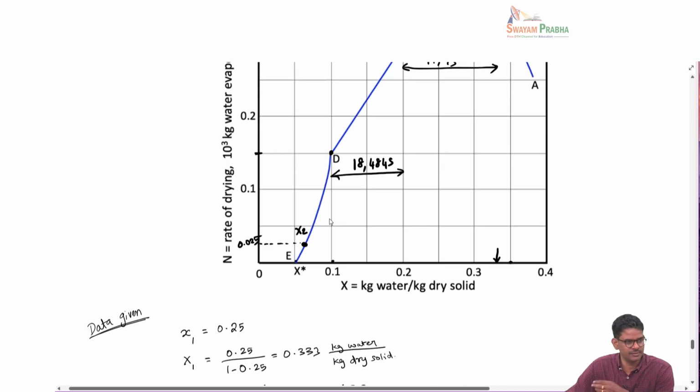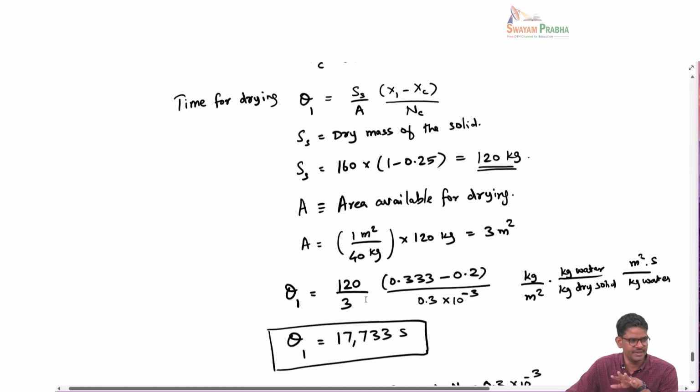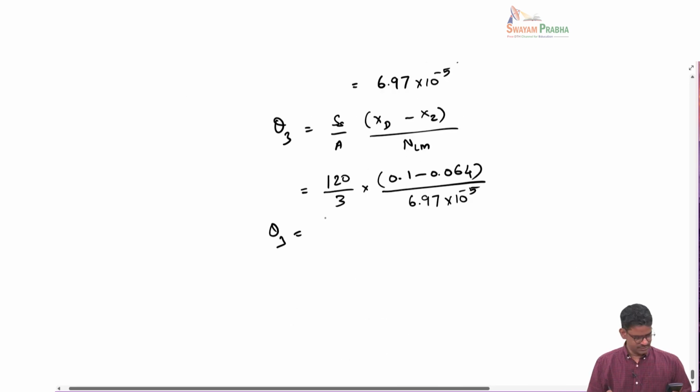Anyway, it's linearized, so you can take whatever value that you have. Okay, so that's fine. I think I'll just take 0.025 and go ahead, and if you fit it and get a different value, that's fine. Actually, this should be done graphically. So I get this time as 20,660 seconds.